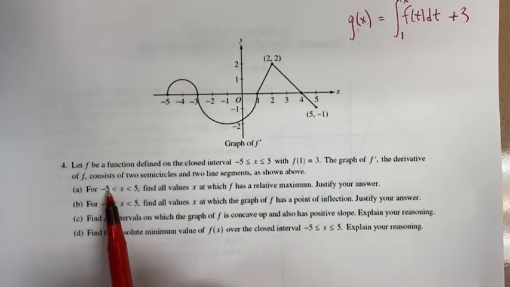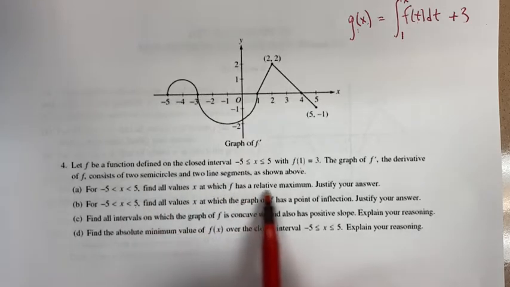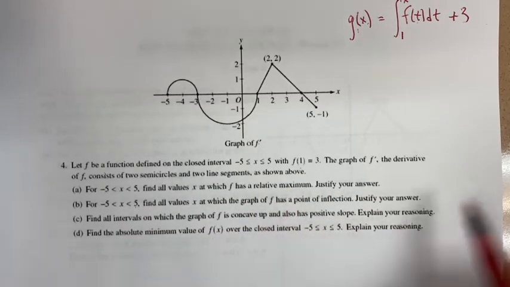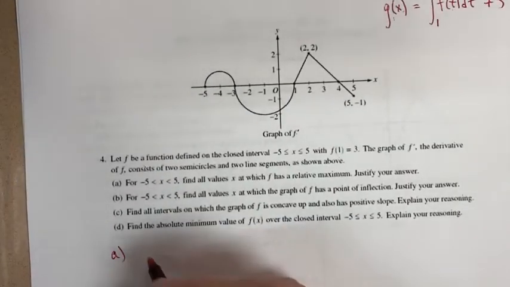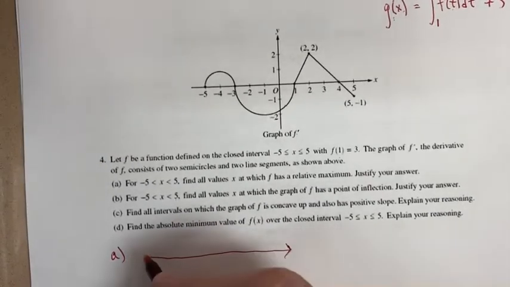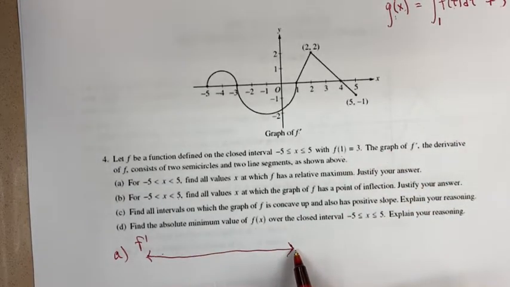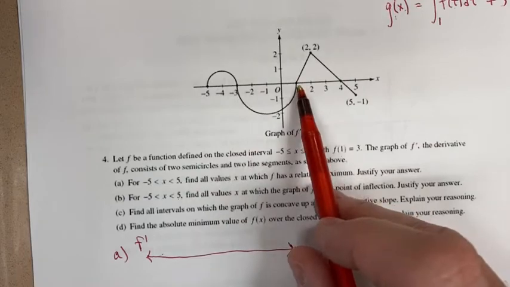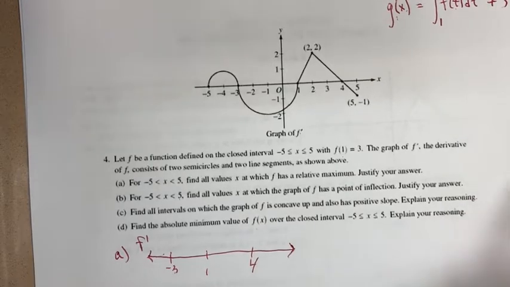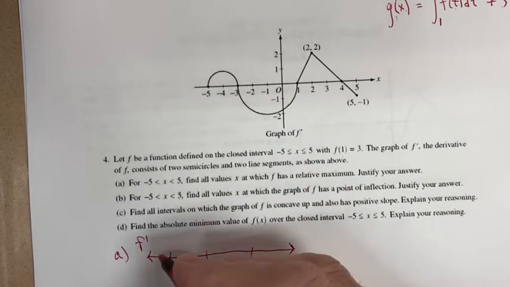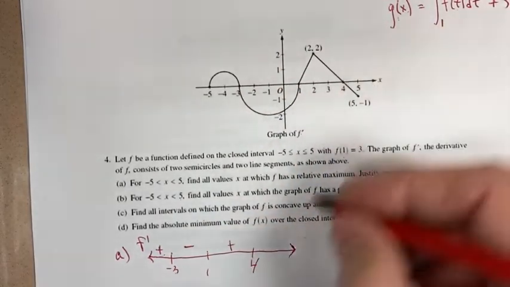So notice for part a, it asks for the closed interval -5 to 5. Find all the x values that have relative maximums. So for a, we're going to make this chart. We're going to label it f prime. You should always label it. The numbers you put on the f prime line are the zeros, so -3, 1, and 4. Then we decide the sign of f prime in each of these intervals: positive because it's above the x-axis, negative because it's below, positive above, and negative below.